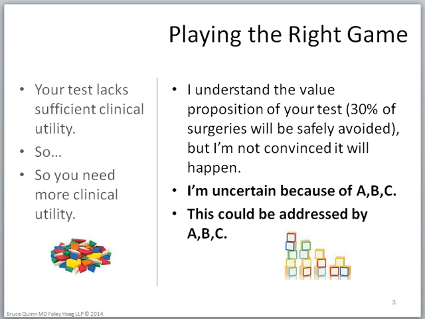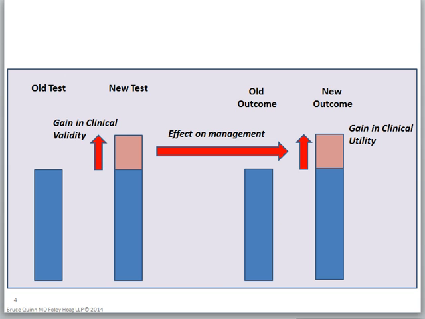So to briefly recap, in case you're coming back to this course after a few days or weeks: too often we hear, "Your test lacks sufficient clinical utility, so you need more clinical utility." It's very vague, and it doesn't really tell you exactly what you should do next. There's no roadmap, and there are no guideposts. If we were playing the right game, we'd say, "I understand the value proposition of your test, that 30% of surgeries will be safely avoided, but I'm not convinced it will happen. I'm uncertain specifically because of A and B and C." And that means you could address this by more information or more studies, particularly directed toward A, B, and C.